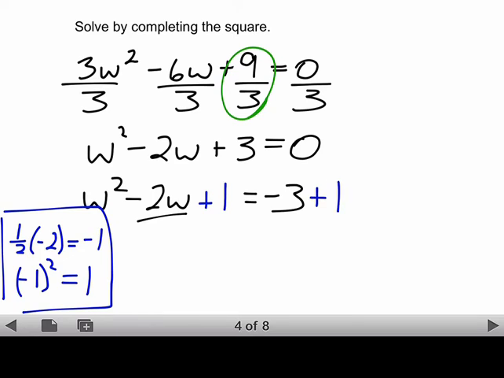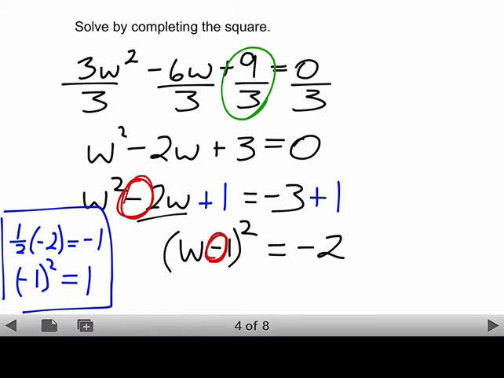Remember, we've got to maintain the balance of the equation. And the left-hand side factors into w minus 1, the quantity squared. And the right-hand side, negative 3 plus 1 is negative 2. I want to point out again that the w minus 1 is a negative because that 2w, the linear term, had a negative in front of it.